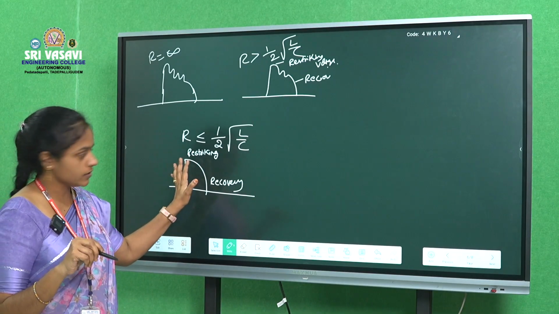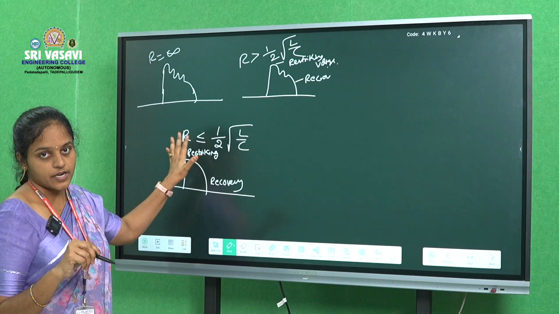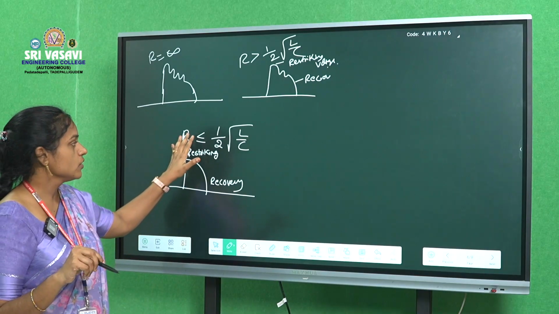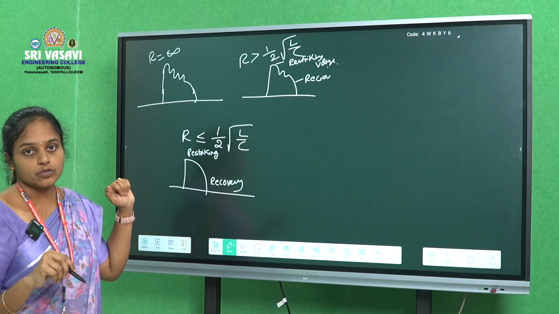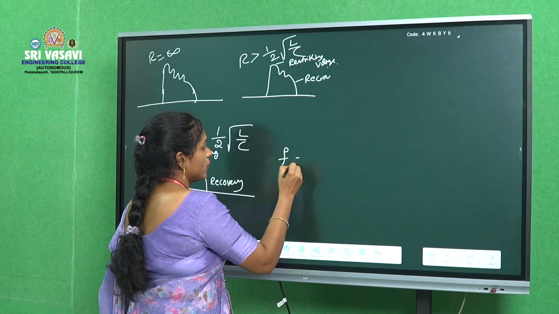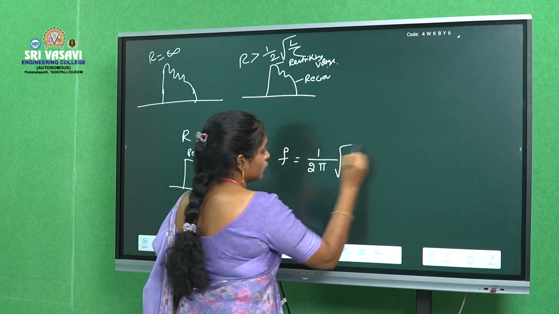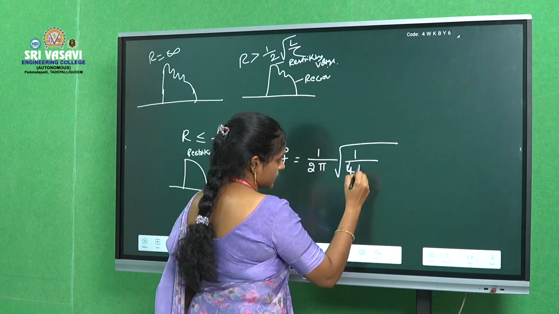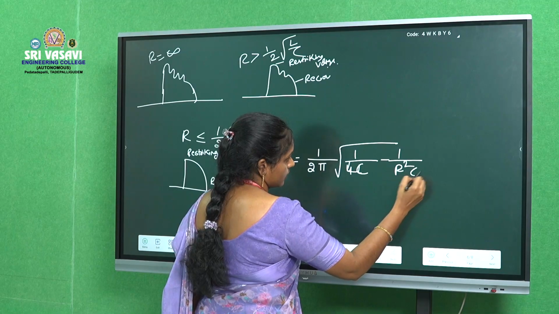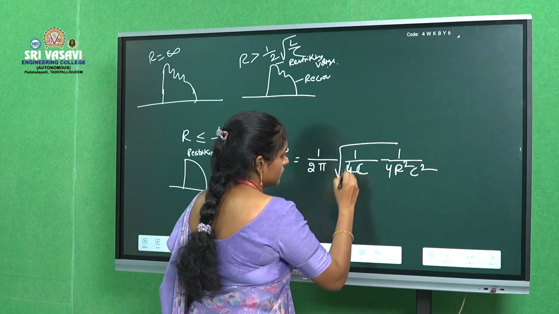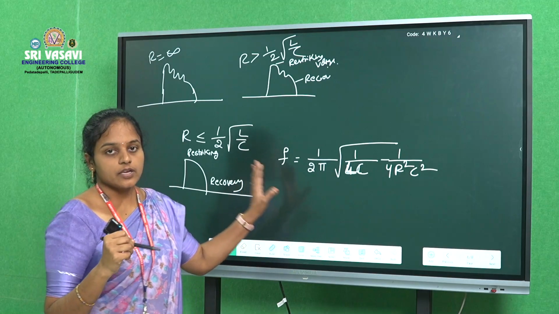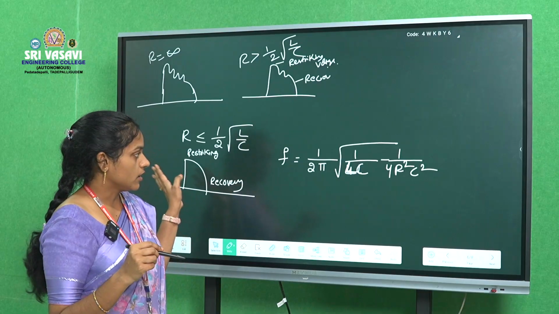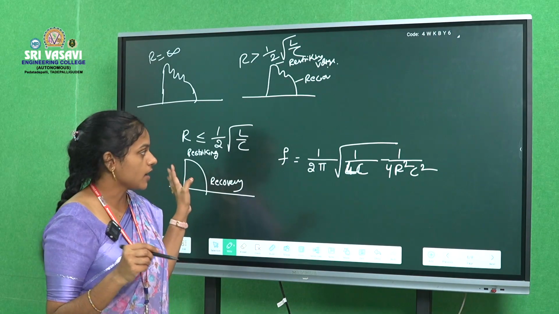So for arc extinguishment, for a smooth restriking voltage waveform and to reduce the transient oscillations, you have to maintain R less than or equal to 1 by 2 root L by C. Here the frequency of oscillations can be written as 1 by 2 pi root of 1 by LC minus 1 by 4R square C square. So here is the equation for the frequency of the transient oscillations produced in the arc at the time of arc extinguishment.